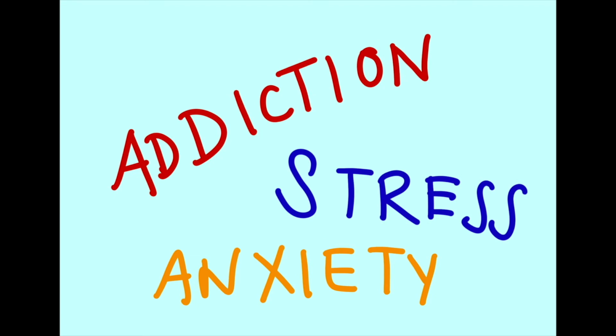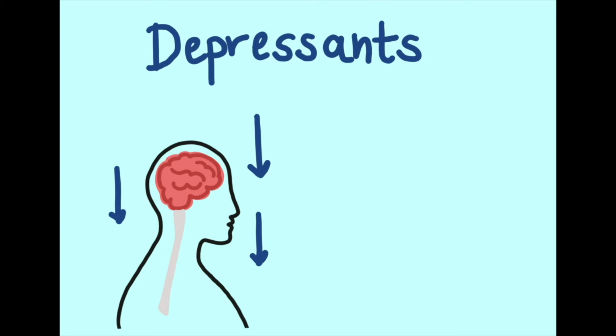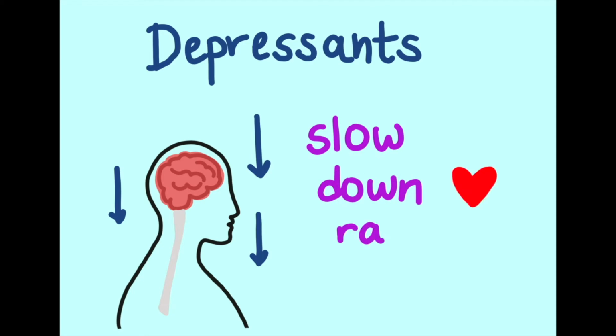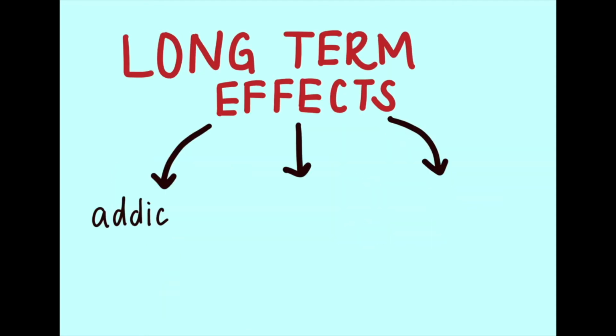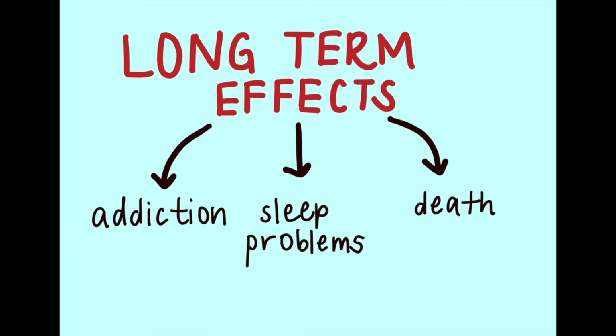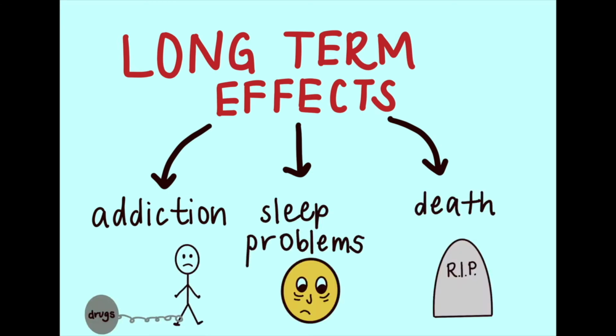In contrast to stimulants, there are drugs called depressants. Depressants slow down the central nervous system, which includes the brain and spinal cord, instead of speeding it up. Short-term effects of depressants, like alcohol, include impaired judgment and decreased body functions, like lowered heart rate. In the grand scheme of things, long-term usage of depressants can lead to addiction, sleep problems, and even death.